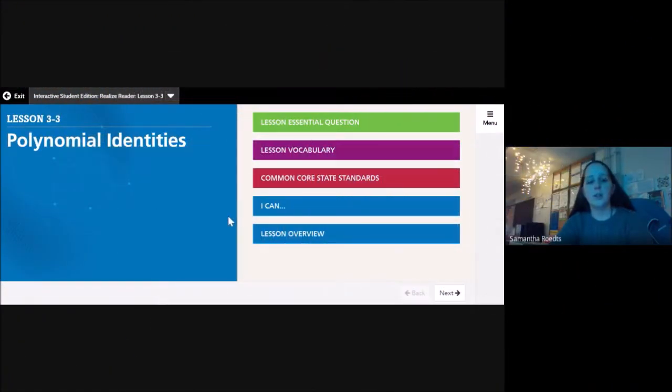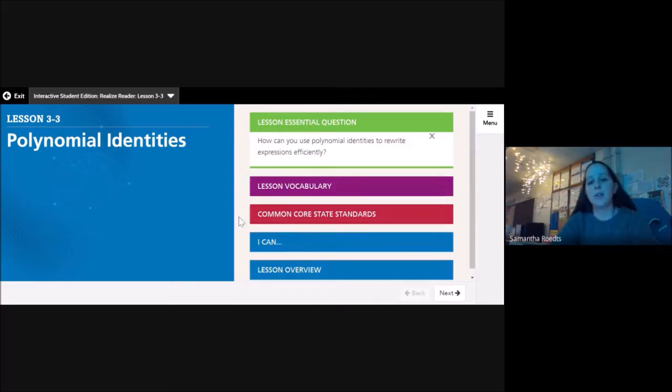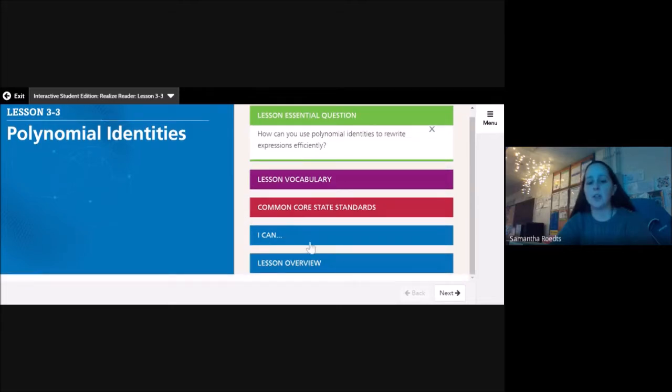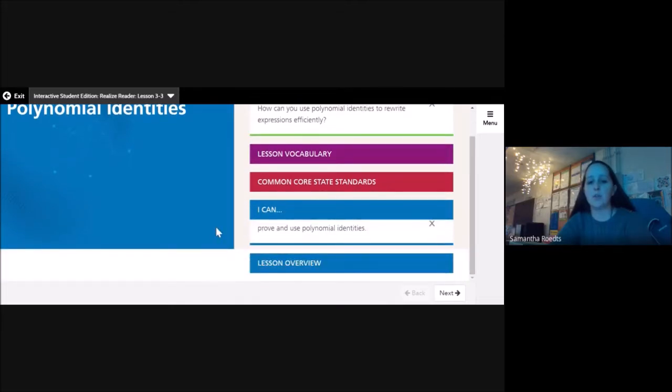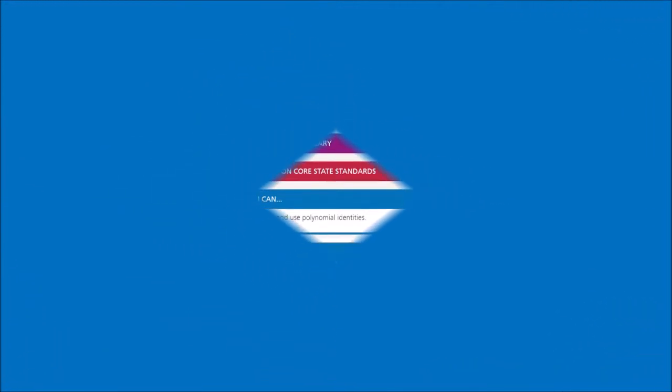All right, this is Unit 3, Lesson 3, Polynomial Identities. During this lesson, how can you use polynomial identities to rewrite expressions efficiently? And at the end of this lesson, we'll be able to prove and use polynomial identities.